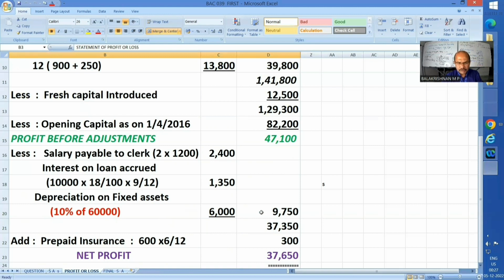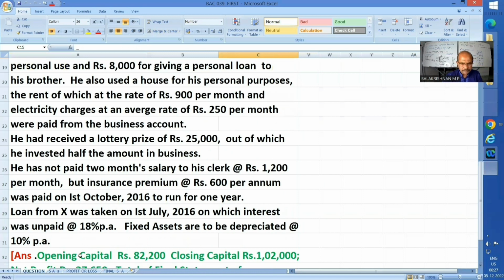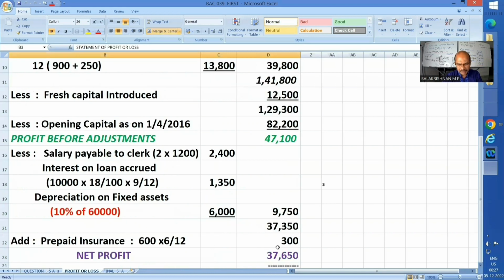And let us reduce this expenditure from the previous total. It will be now 37,350. And there is another income to be adjusted, prepaid insurance. What have they mentioned about it? Insurance premium at the rate of ₹600 per annum was paid on 1st October 2016 to run for 1 year. So 1st October 2016 to 30th September 2017. That means April to September, 6 months, or half of the 600 will be prepaid. That has been taken here.